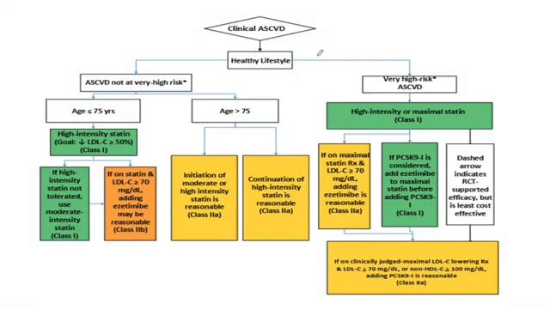You can see too that we have some age brackets: under 75 or greater than 75. It changes targets as well as how intense we have to go with the statin. Greater than 75, a moderate or high intensity statin is reasonable, or continuation of the high intensity statin is reasonable. This is for not very high risk cardiovascular disease. If they're less than 75 and their goal has not been lowered, then we start changing our statins. Over here, very high risk: you need a high intensity and maximal statin to lower it.